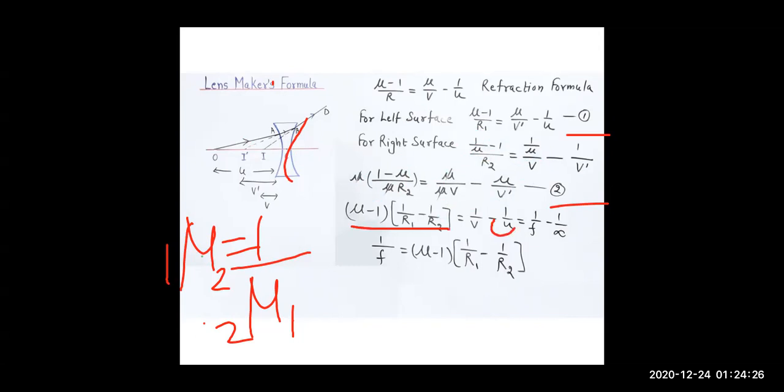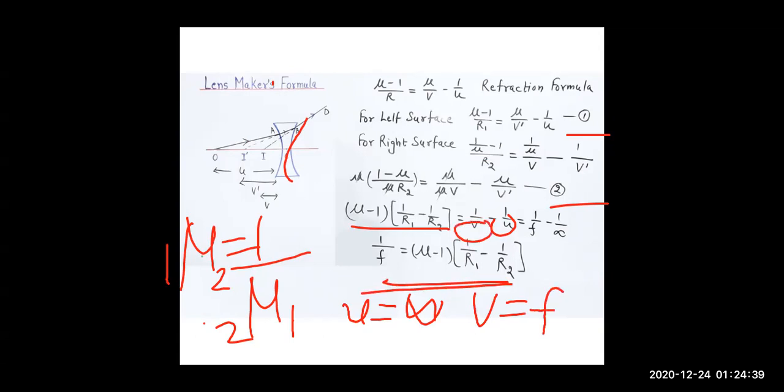Again you are going to put the value of U as infinity, meaning the object is at infinity, then the image will be formed at F. So instead of V you are going to write F and again you are going to end up with this lens maker formula. So children, this is your lens maker formula.